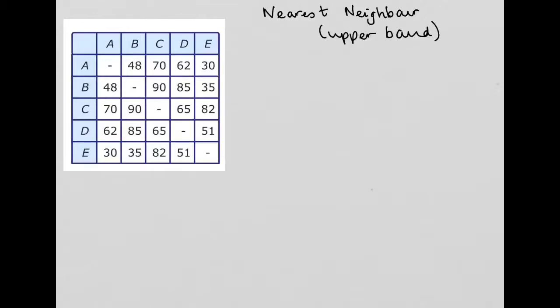So we have to have a starting point. We're going to start at A. We look down column A and the smallest one is E. So we're adding in A to E. Now the difference between nearest neighbour and Prim is that we can't look down previous columns. We can only look down the one we have just numbered, hence the term nearest neighbour.